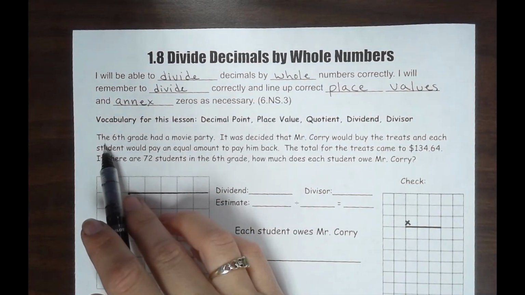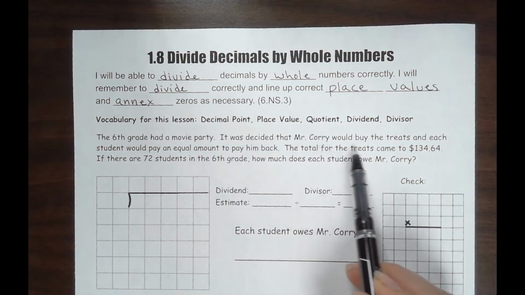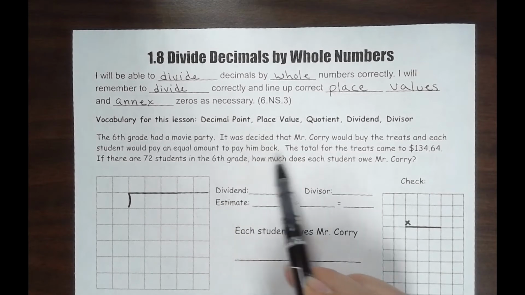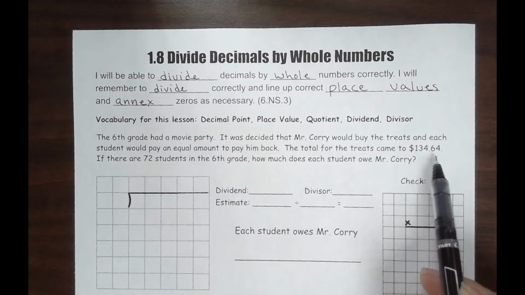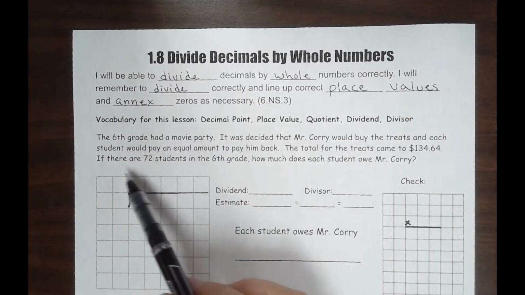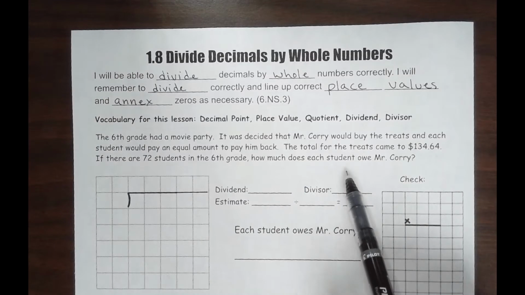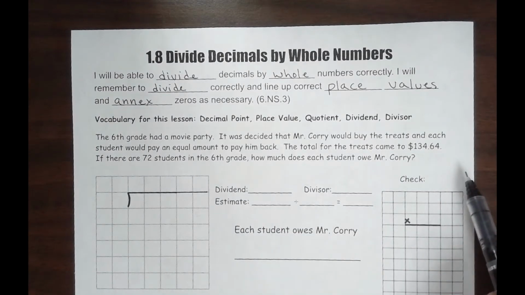Let's look at this problem. The 6th grade had a movie party. It was decided that Mr. Corey would buy the treats and each student would pay an equal amount to pay him back. The total for the treats came to $134.64. If there are 72 students in the 6th grade, how much does each student owe Mr. Corey? So which one is the dividend here?